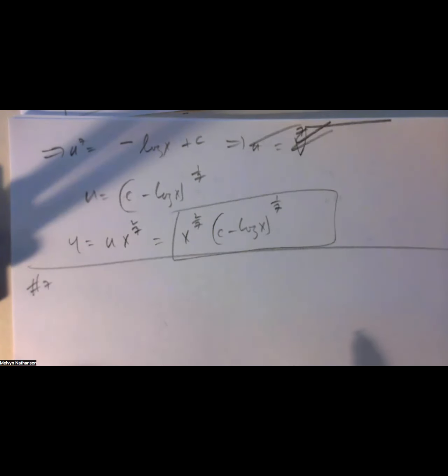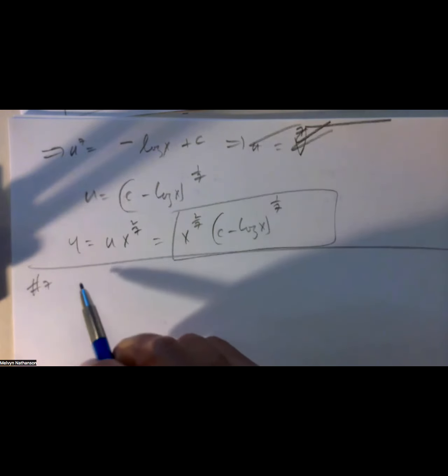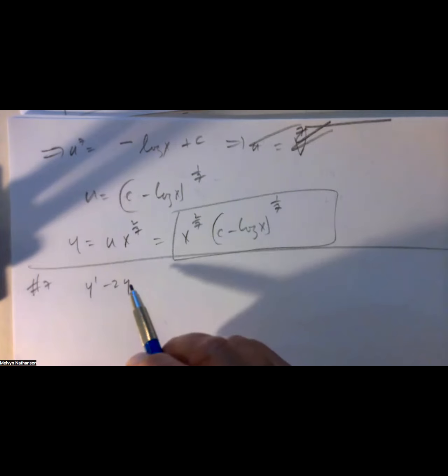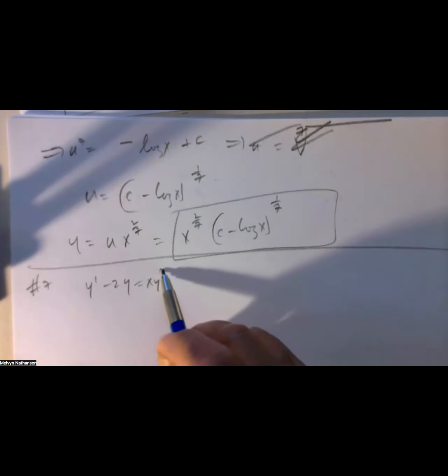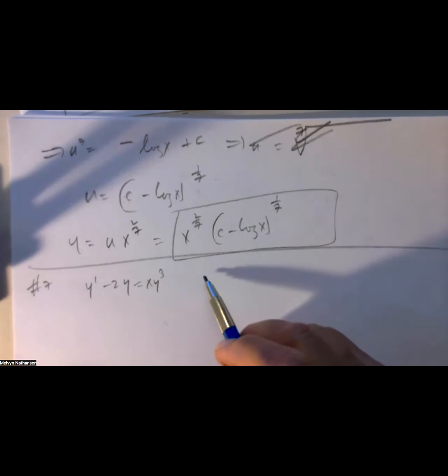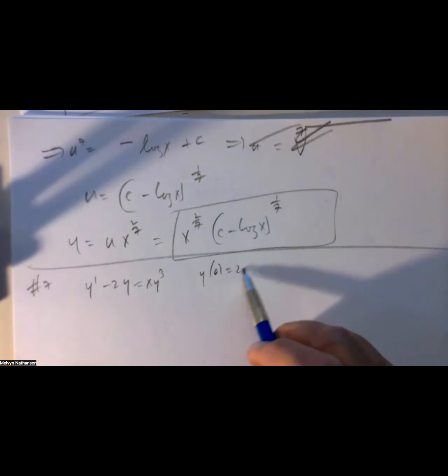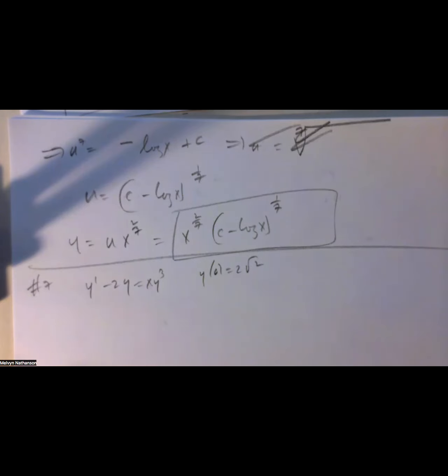And number 7 is an initial value problem. We want to solve the equation y prime minus 2y equals xy cubed with the initial condition that y at x equals 0 has the value 2 root 2. So we first look at the homogeneous equation y prime minus 2y equals 0, and the solution of that is y1 equals e to the 2x.